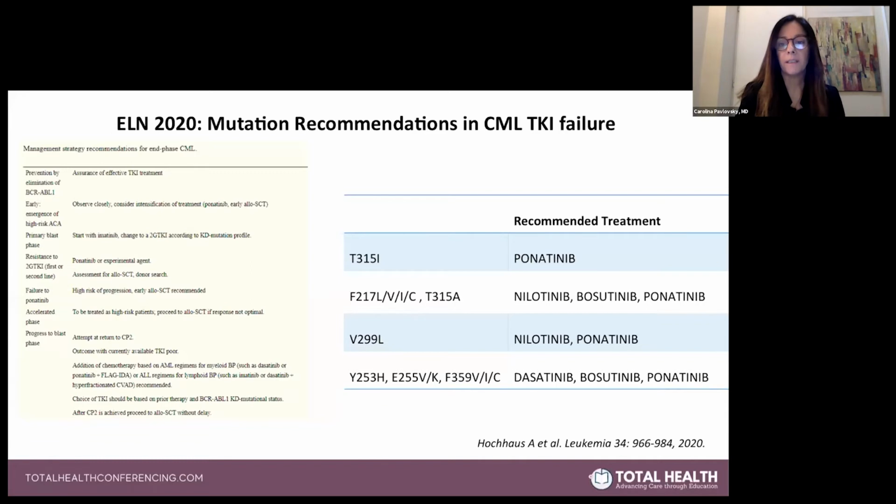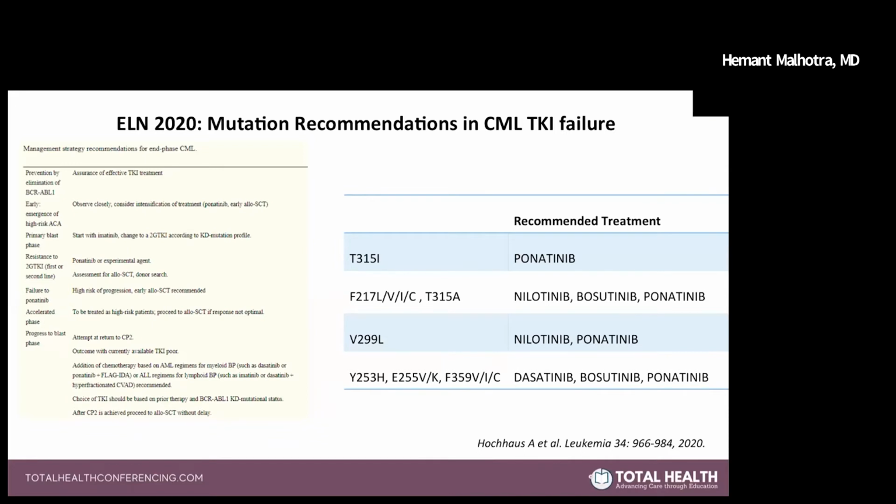Also, the Leukemia Net, and this is an important point in failure, recommends making the mutation analysis prior to changing the treatment. So if we have a patient in failure, we must make a mutation analysis, because we all know that, for example, if the patient harbors a T315I mutation, the treatment recommended is Imatinib. There you have different types of mutation and the recommended treatment to follow.